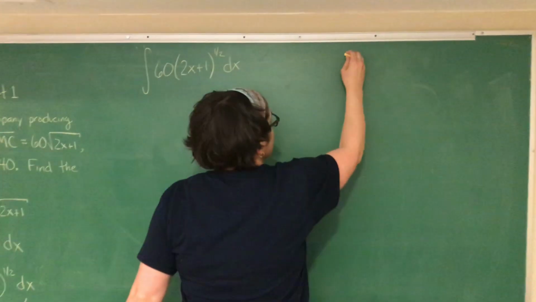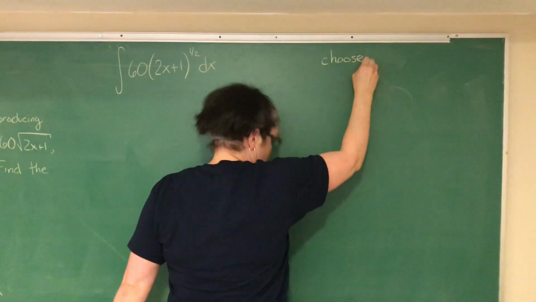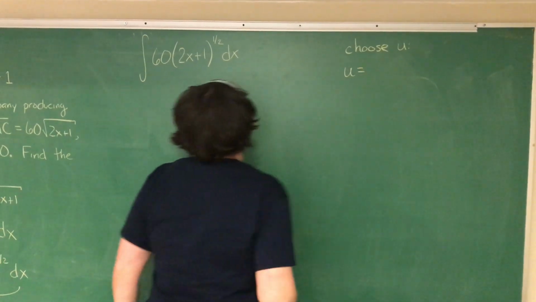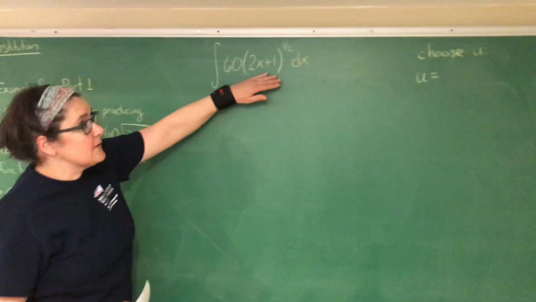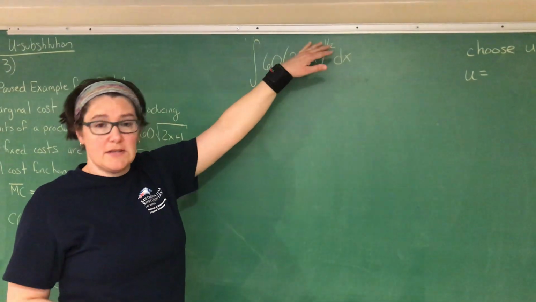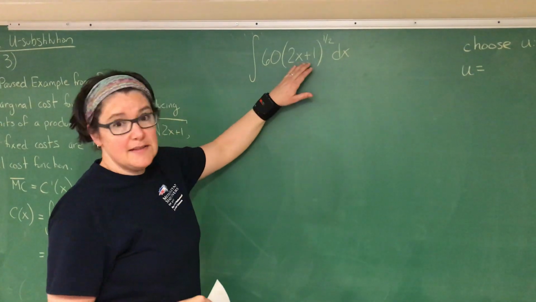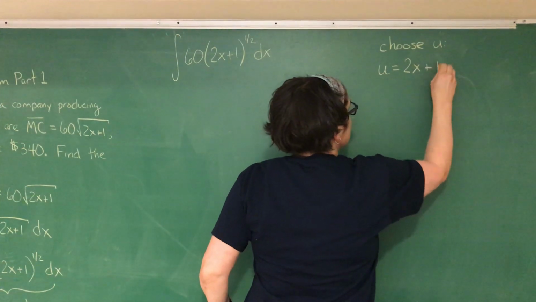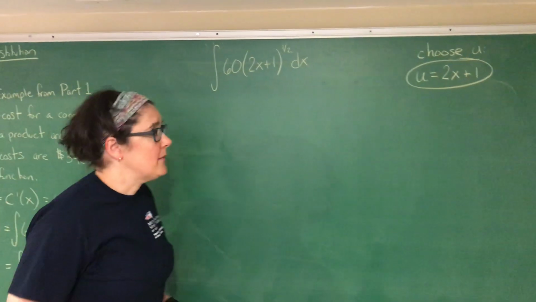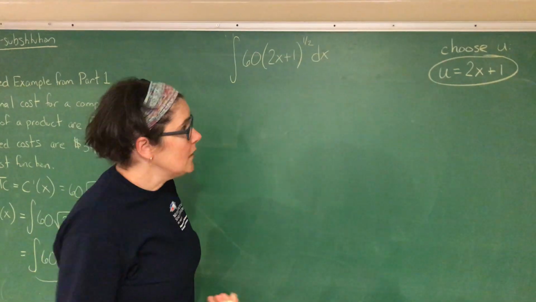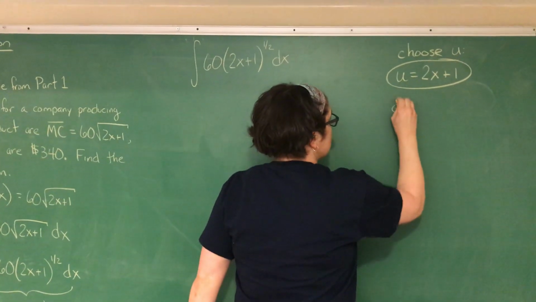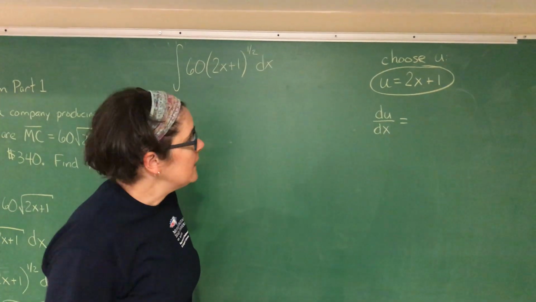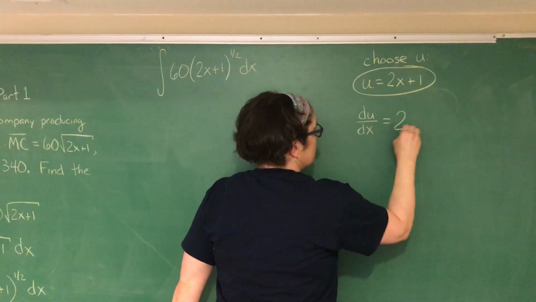So the work that I do off to the side, without stepping on Midnight, is I start by choosing my U. In this case, the fanciest part of this function is the 2x plus 1 raised to the 1/2. So I choose the inside stuff to be the U value. So my U will be 2x plus 1. And I'm going to want to remember that, so I'm going to circle it. My next step is to take the derivative. The derivative of U we write as du over dx. And the derivative of 2x plus 1 is 2.